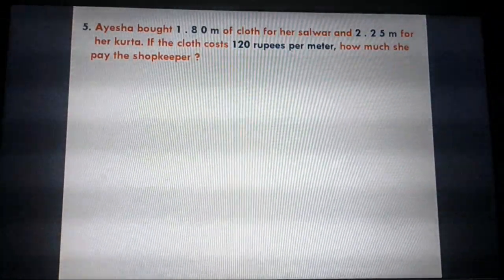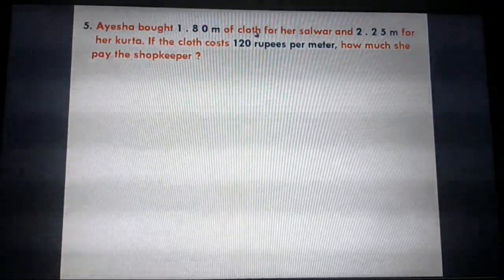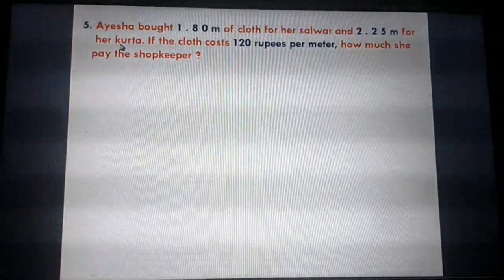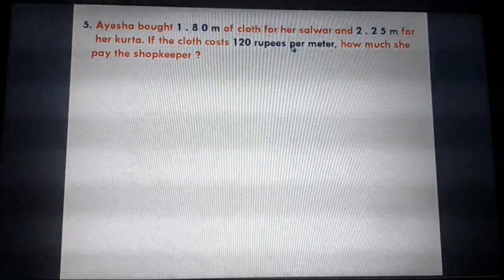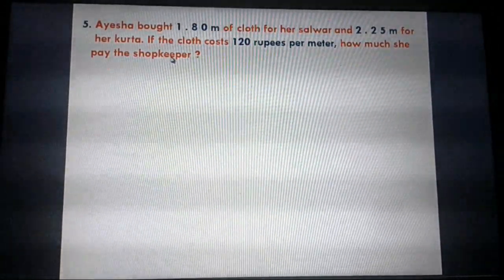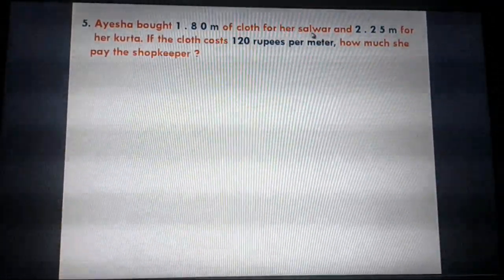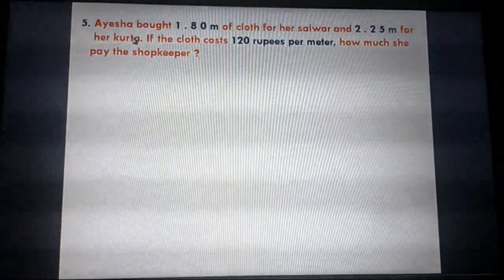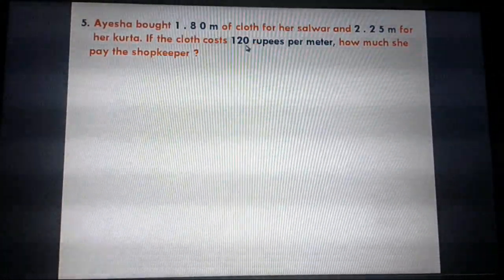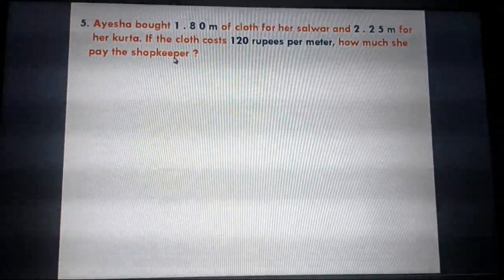Now we will start question number 5. Now you read the question. Ayesha bought 1.80 meter of cloth for her salwar and 2.25 meter for her kurta. If the cloth cost 120 rupees per meter, how much does she pay the shopkeeper? So very first what we have to find? The total meter of cloth, that means the cloth of salwar and that of kurta. Once we get the total meter of cloth, then we will multiply with 120 rupees per meter in order to find how much she paid to the shopkeeper.